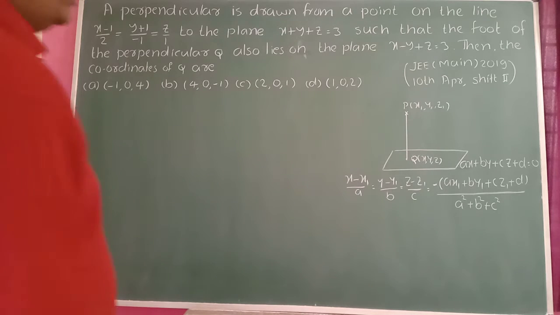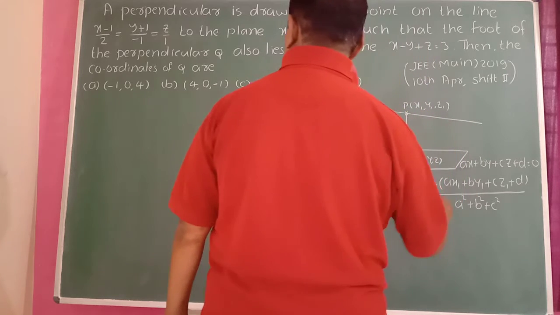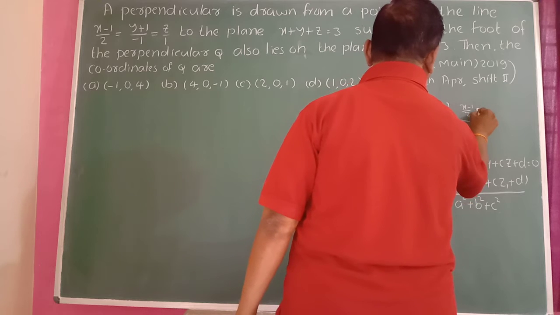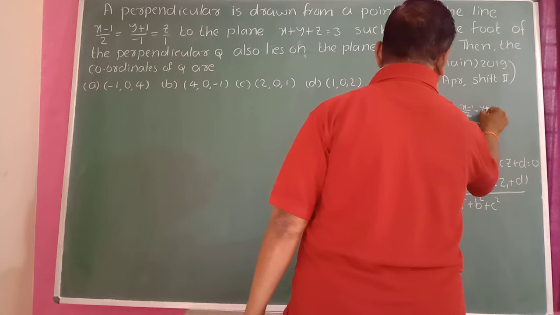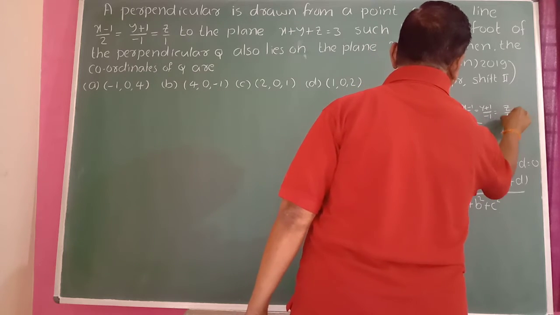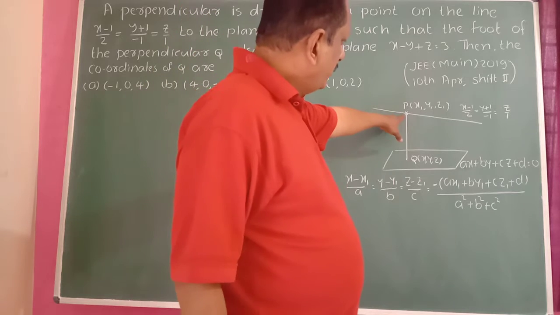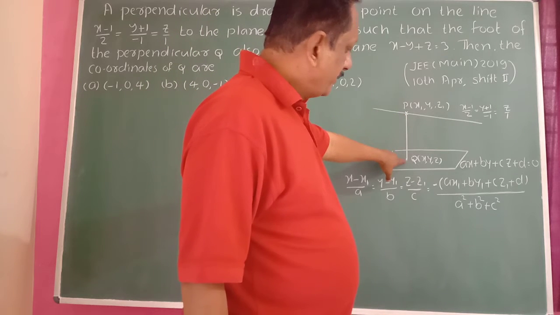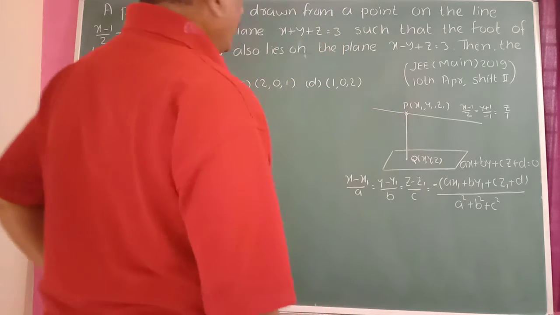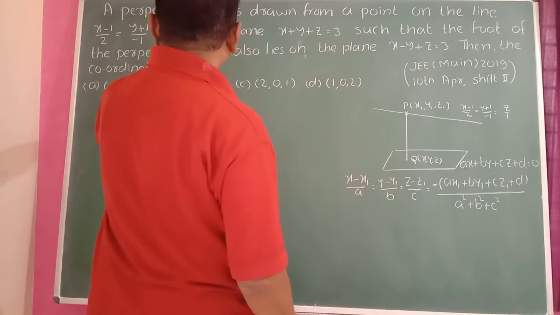In this example, there is a line here. Equation of line is x minus 1 divided by 2 is equal to y plus 1 divided by minus 1 is equal to z divided by 1 here. Here the point P lies on the line. Then projection means perpendicular, foot of the perpendicular from the point P is this one here. The point Q lies on the plane here. They already given here.